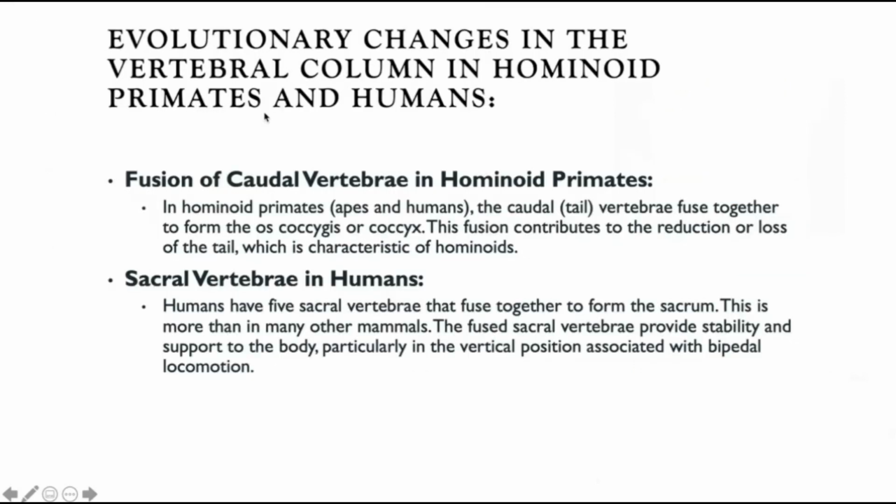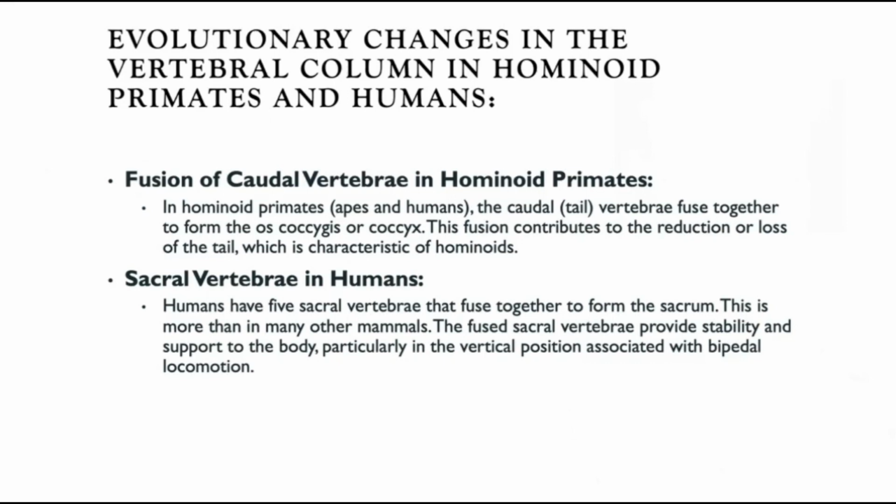Now, the fusion of the caudal vertebrae in hominoid primates, so basically apes and humans. The caudal tail vertebrae would fuse together to form the os coccyx, or the coccyx. And this basically led to the reduction or the loss of the tail, which is a characteristic feature of all or most hominoids. So basically, we developed the coccyx, and we don't have the caudal vertebrae that would have supported a tail, right?